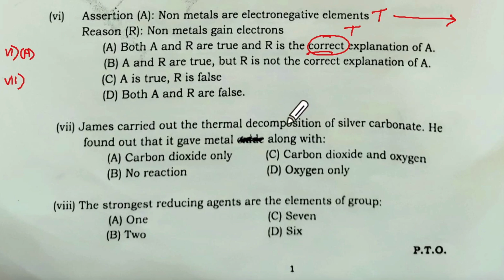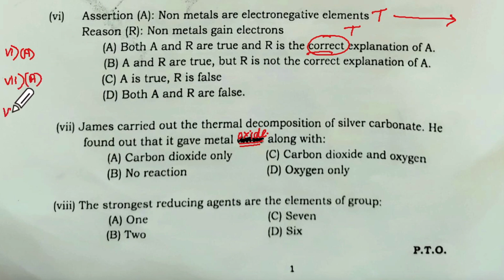We come to the seventh one. James carried out thermal decomposition of silver carbonate. He found out that it gave metal along with. Now it should be metal, it is a metal oxide actually. Okay, because we checked, the metal oxide plus CO2 it is. Okay, so it is carbon dioxide only, so it will be A option.